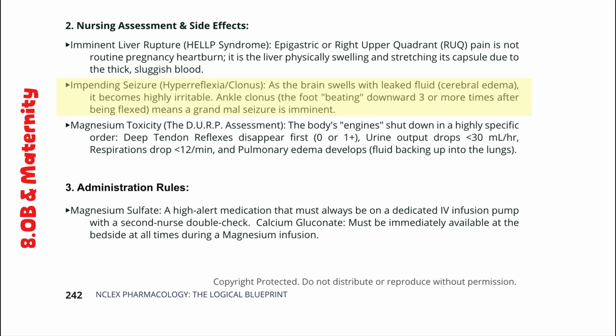Magnesium sulfate is the neuroprotector here. It blocks that hyperactive synaptic firing and prevents eclamptic seizures. Watch toxicity with the DURP-DERP ladder. In order, D. Deep tendon reflexes disappear first. U. Urine output drops below 30. R. Respirations drop below 12. And P. Pulmonary edema develops last. If reflexes vanish, stop the infusion immediately and push calcium gluconate slowly over 3 to 5 minutes. Never fast, because a rapid push triggers lethal bradycardia.